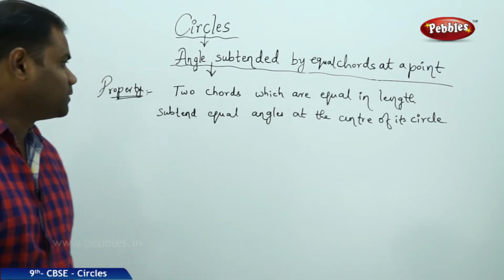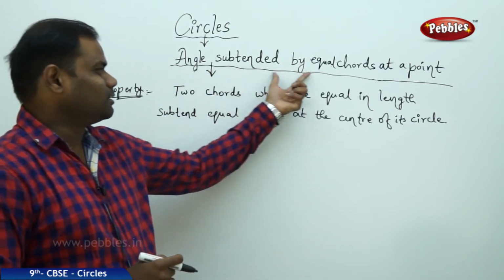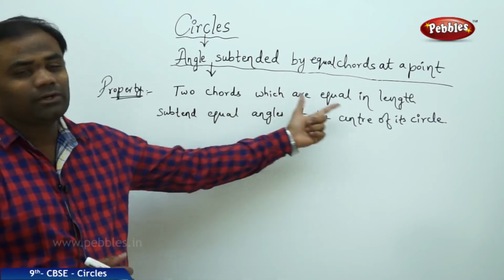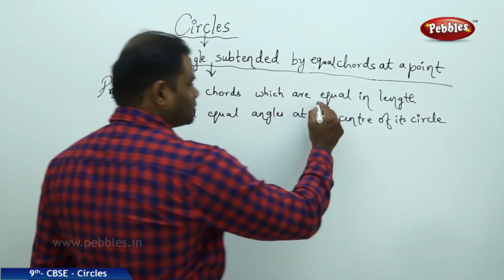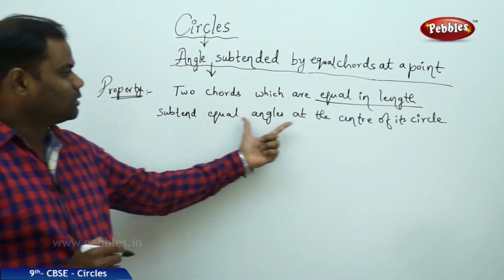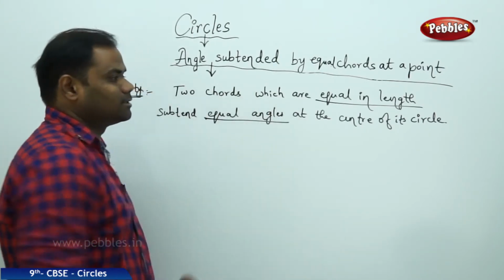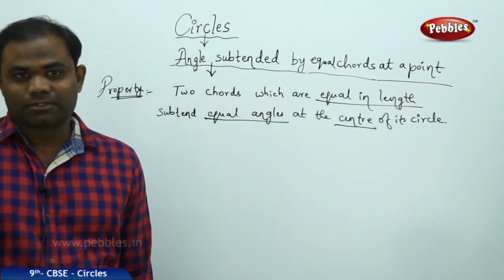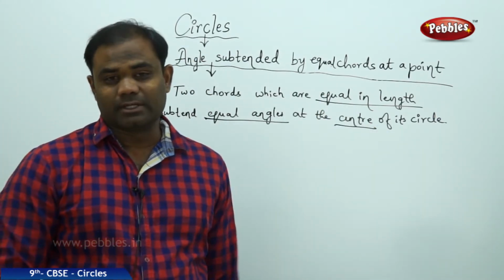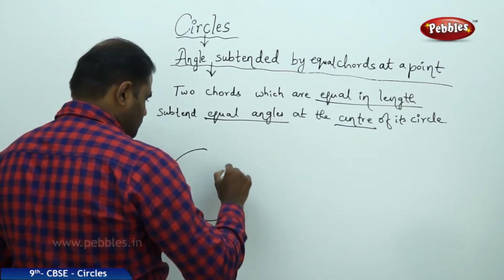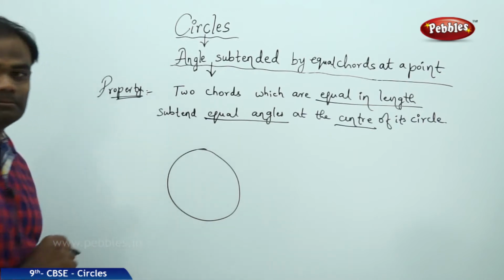So the first property which connects angle subtended by equal chords at a point states that two chords which are equal in length subtend equal angles at the center of its circle. So let's see this through the geometrical circle diagram. Imagine I take a circle.